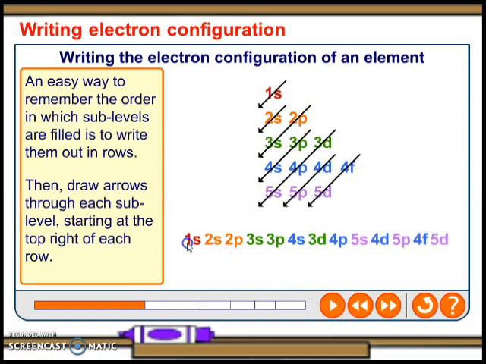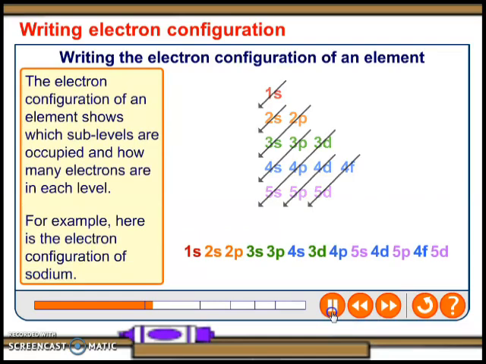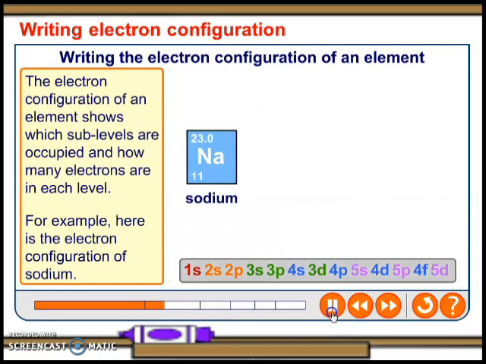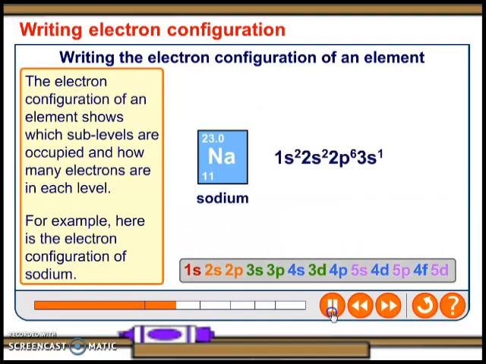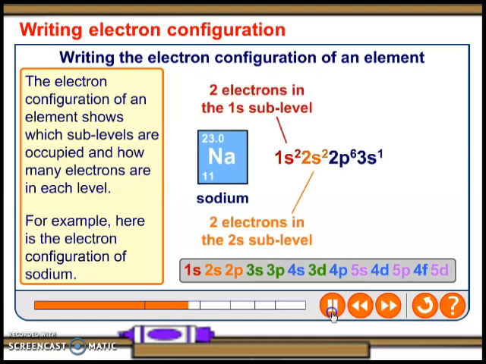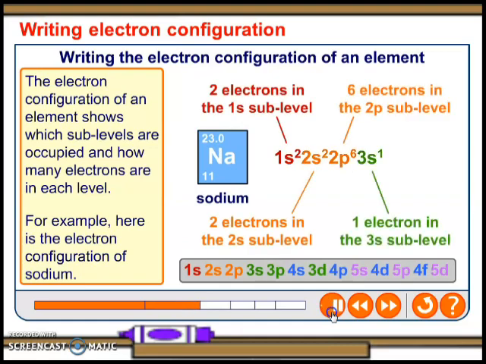So we have 1s, 2s, 2p, 3s, 3p, 4s, 3d, 4p, 5s, 4d, 5p, 4f, and 5d. The electron configuration of an element shows which sublevels are occupied and how many electrons are in each level. For example, here is the electron configuration of sodium.